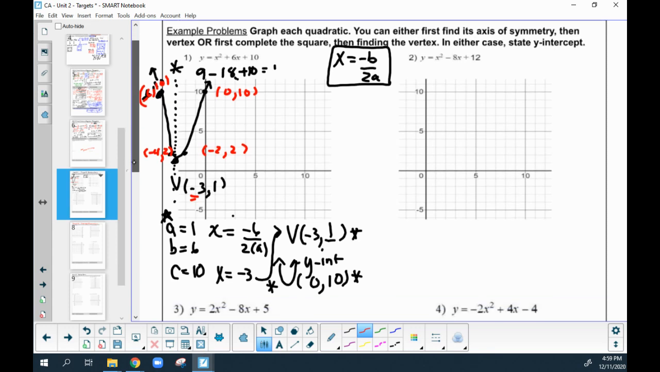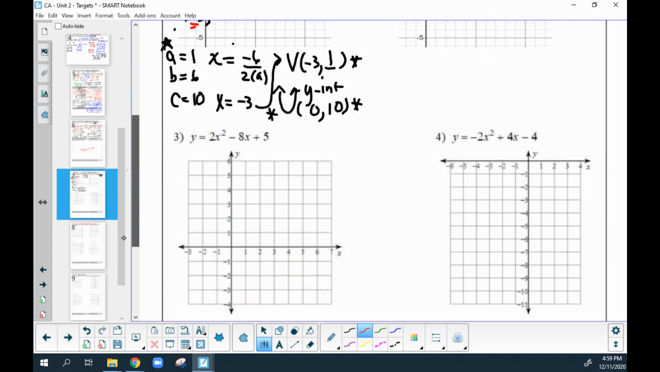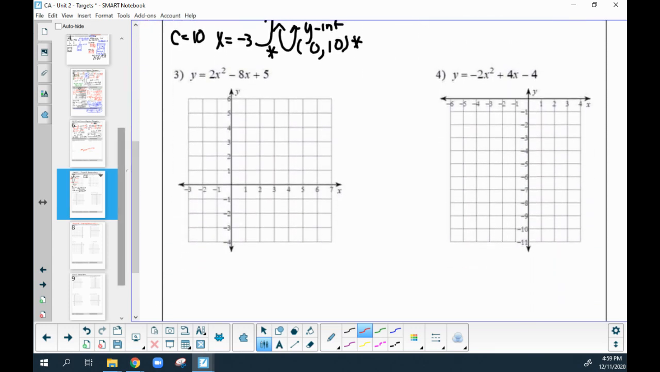Let's go down and see why this version here is going to look a little differently, all because you've got this 2 right there for the A value. So let's get started. A is 2. That's going to mean it stretches. The parabola is going to be a little bit taller and tighter. B is -8. C is going to be 5.